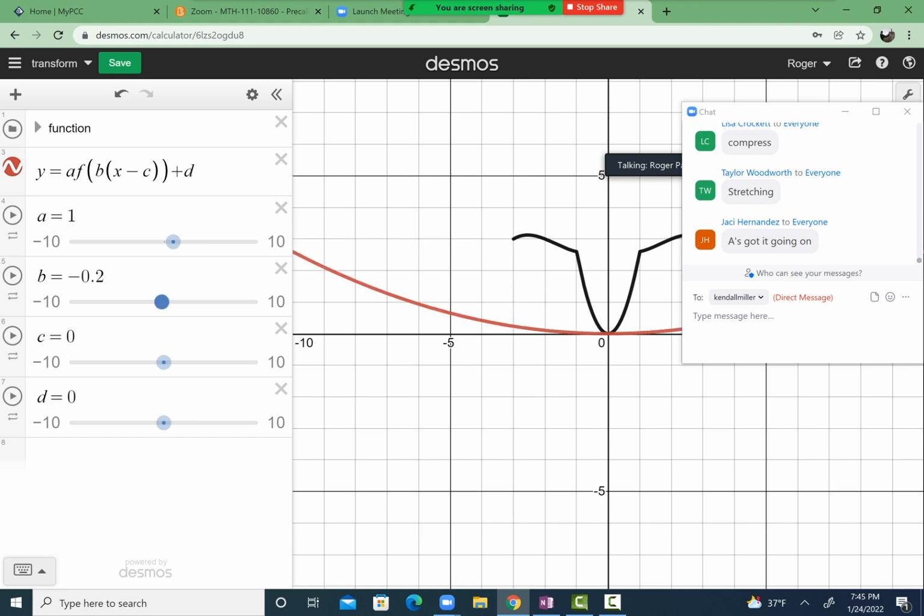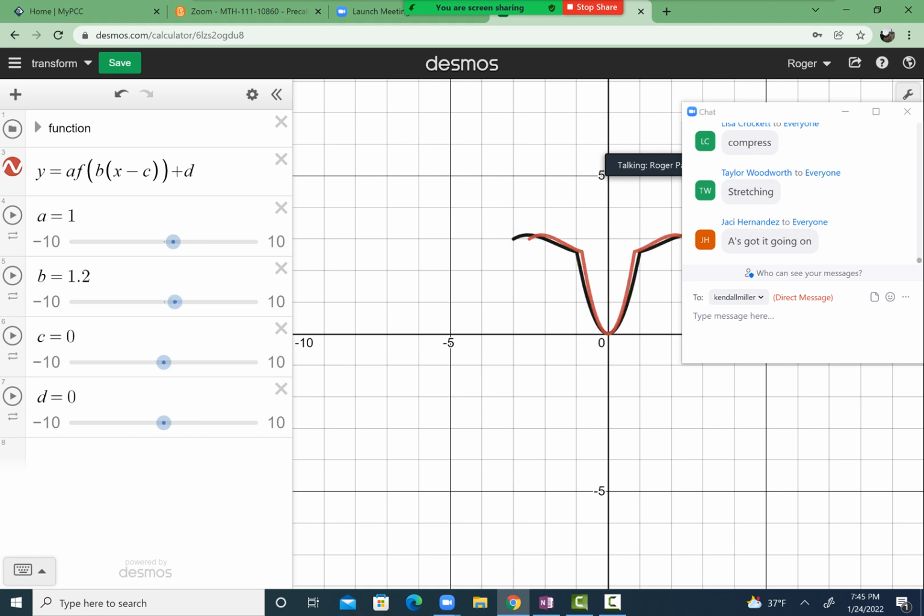If we make it negative, you're not going to really tell a difference because what it does is it reflects it over the y-axis. But you can't tell because the graph's symmetric. So you can't really tell that that's what's going on. But if I didn't make it symmetric, it wouldn't be very pretty. All right, so that's what B does.